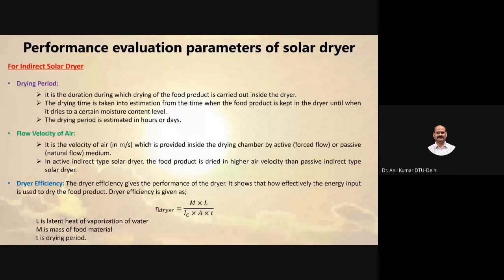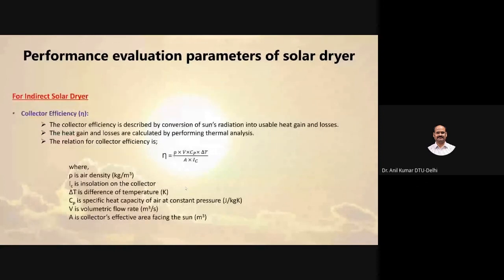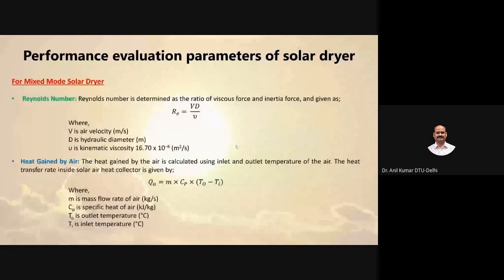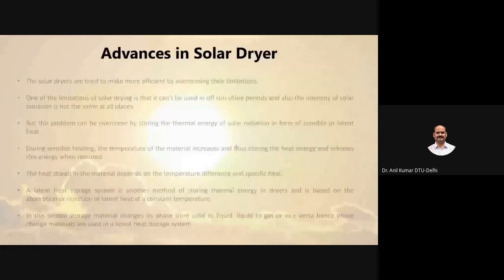So this is for the indirect solar drying system. Pressure drop and these terms are also very important in the case of the passive design of the drying system. Fine. So this is the mass flow, and then the total heat gained by the air, and the mixed mode. Just a few fundamentals.